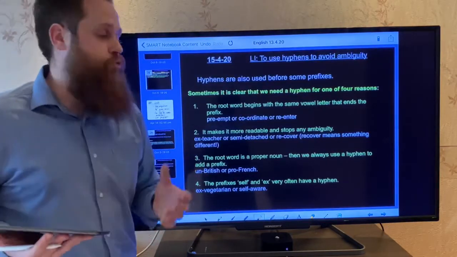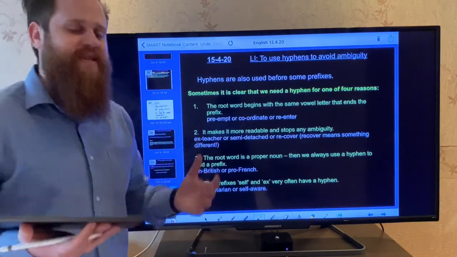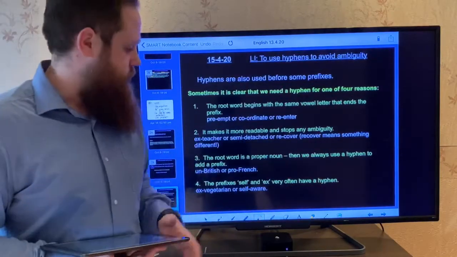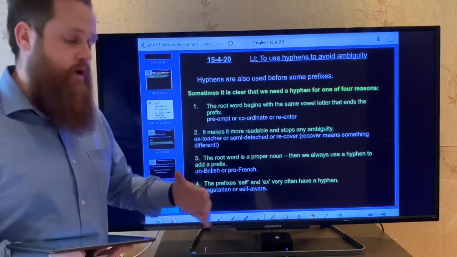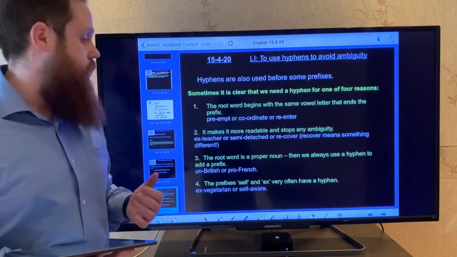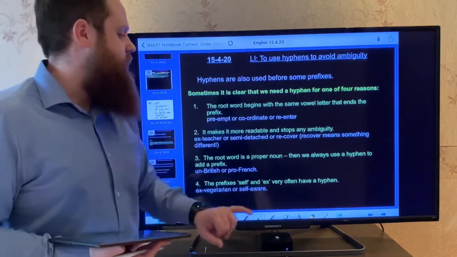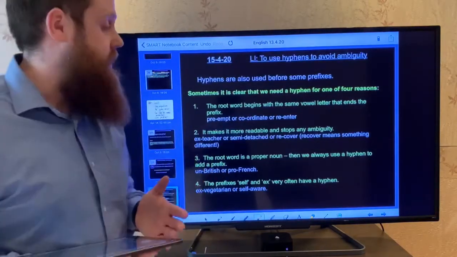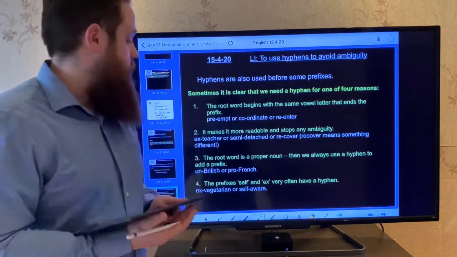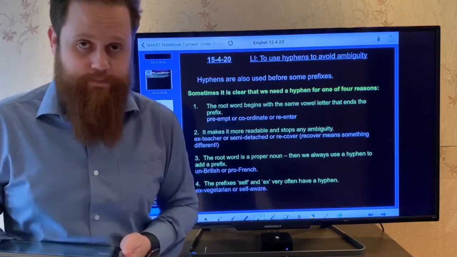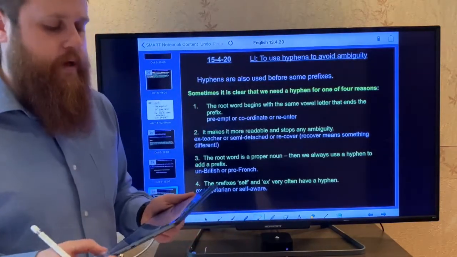Number three, the root word is a proper noun, then we always use a hyphen to add a prefix. For example, un-British or pro-French. So that proper noun there, British and French, we've used a hyphen before the prefix. And again, prefixes self and ex pretty much always have a hyphen. Ex-vegetarian or he is self-aware, they would need a hyphen there as well. So these are the four main reasons we use hyphens.